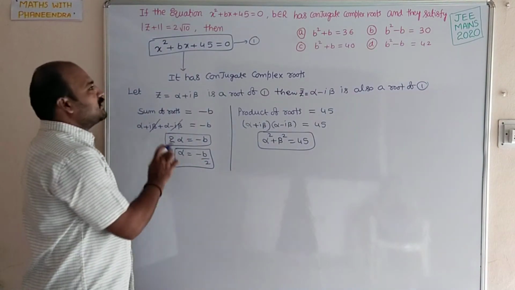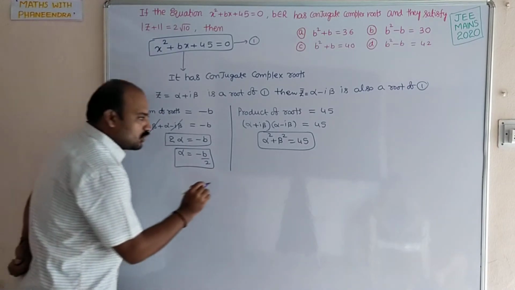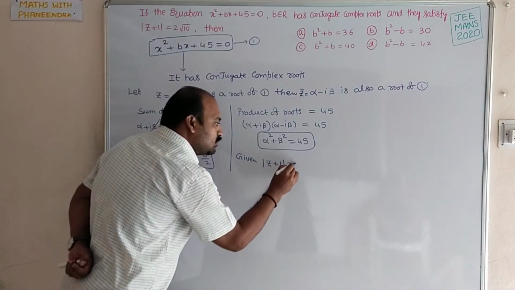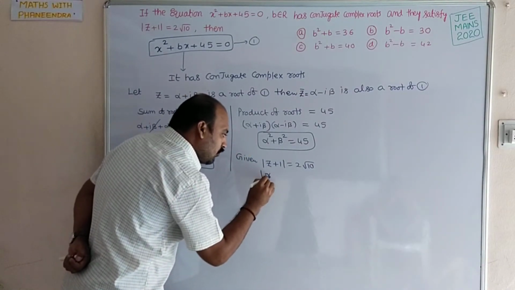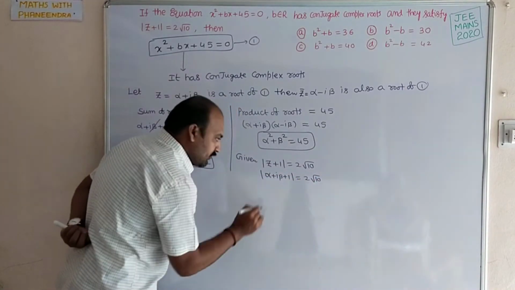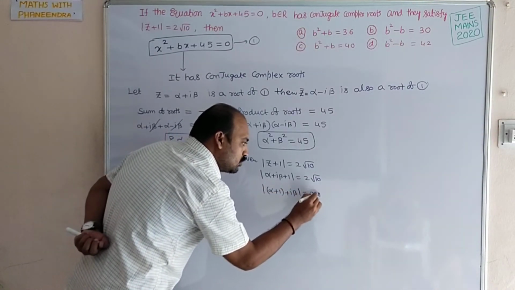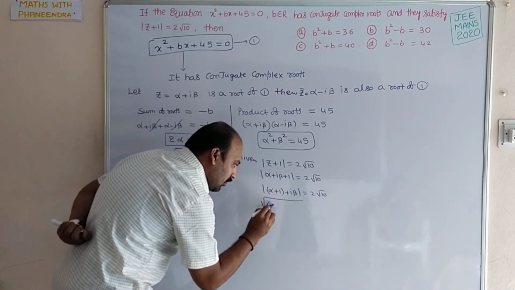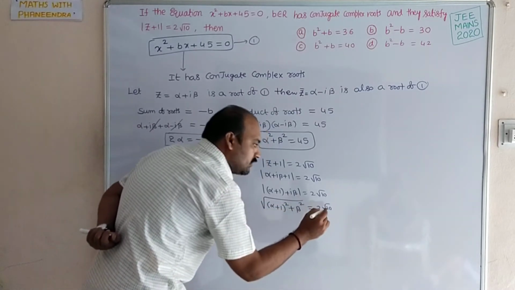After that, one more condition is given, mod z plus 1 equal to 2 root 10. Z value is what? Alpha plus i beta. So mod of alpha plus i beta plus 1 equal to 2 root 10. So mod of alpha plus 1 plus i into beta is equal to 2 root 10. Mod of x plus iy is root of x square plus y square, so root of alpha plus 1 whole square plus beta square is equal to 2 root 10.